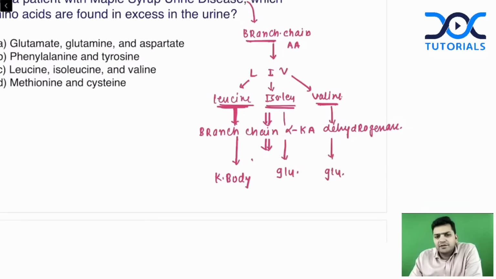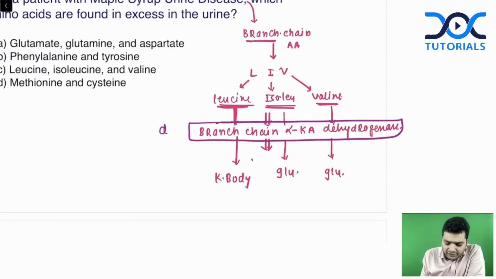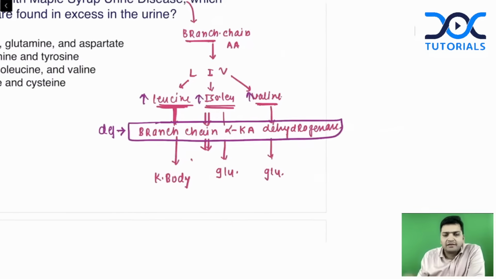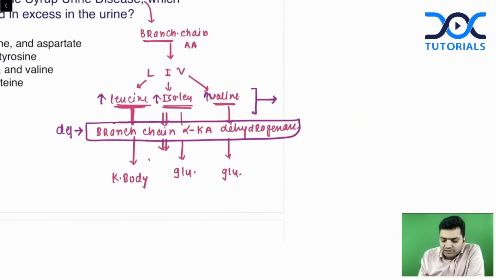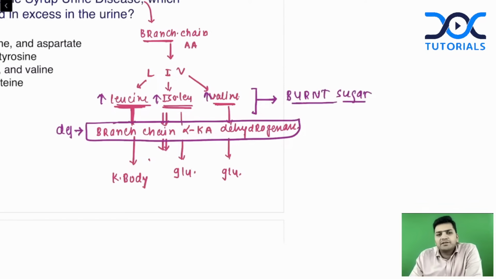So now what happens is, if this enzyme, the branched-chain alpha keto acid dehydrogenase, is not there, these molecules will not be metabolized and the intermediates are going to accumulate. These amino acids and intermediates are going to increase, and they will start coming in the urine and the body secretions. The body secretions will have a smell like burnt sugar. Yes, there is going to be a burnt sugar like smell in the body secretions. That is called maple syrup urine disease.